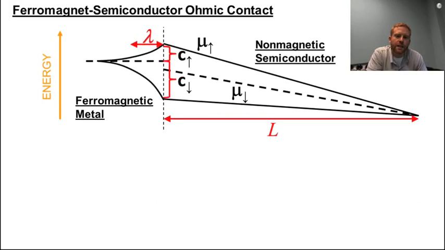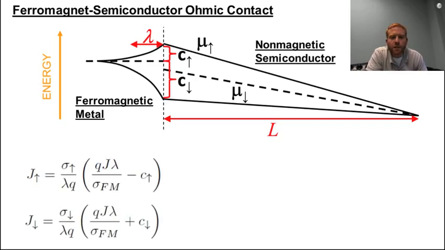On the ferromagnet side, the electrochemical potential splitting relaxes to zero in equilibrium due to spin flips away from the interface. The spin relaxation length scale is the so-called spin diffusion length, lambda. By once again applying Ohm's law, we get the following expressions for the current densities of spin up and down on the ferromagnet side.